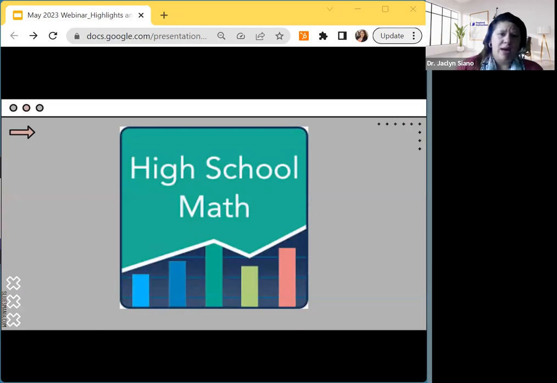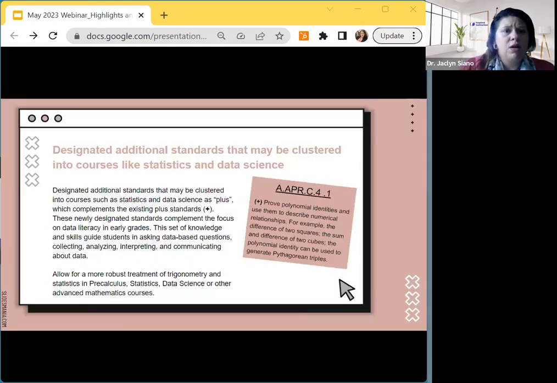In high school math, not a ton of stuff for high school math either. They wanted to make sure that there were additional standards that pretty much are like the bonus standards. We should be pushing for these standards in order to push for data literacy, for students who are going to go to pre-calc, because not all students are going to go to pre-calc and statistics or data science. So these are what they call the plus standards.